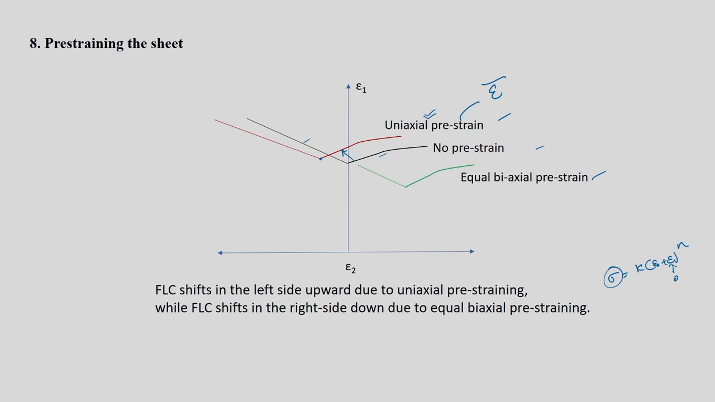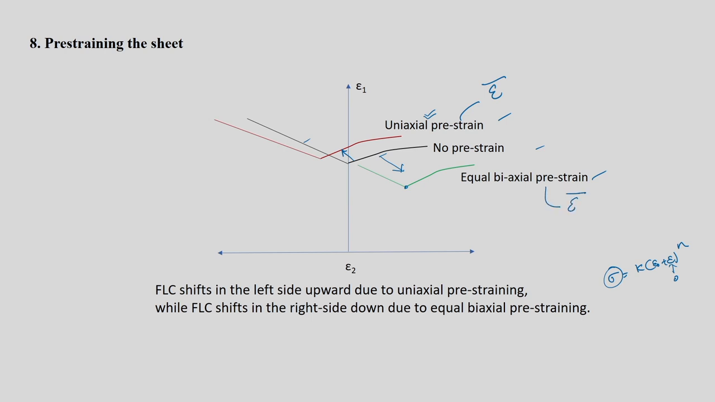And the same thing if you do it totally opposite to that. Suppose you are pre-straining in equibiaxial tension, equibiaxial pre-strain, that means on the extreme right of your forming limit diagram, then you will see that your black color forming limit curve is going to become the green color one, where specifically your plane strain has moved towards the right side.